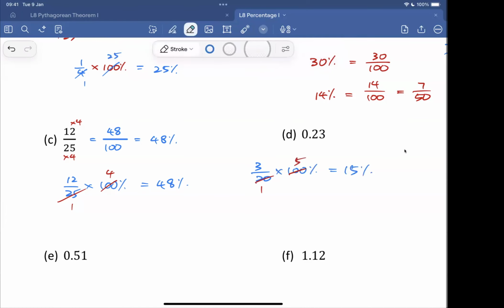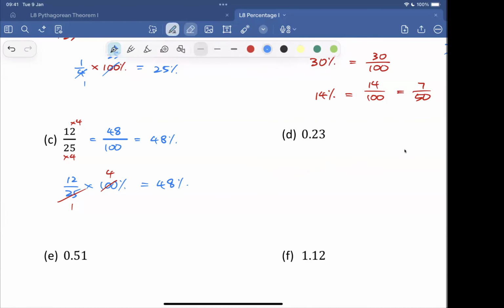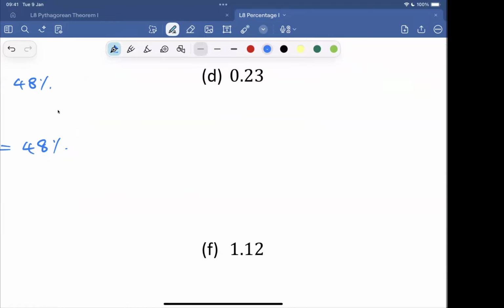Okay, good. So now we found two different ways to convert into a percentage. Do you think we can do the same for decimals? Yes, you can. Okay, wait. Before we do decimals, I just want to ask Ying Ying. Hello, Ying Ying. Can I ask you something?